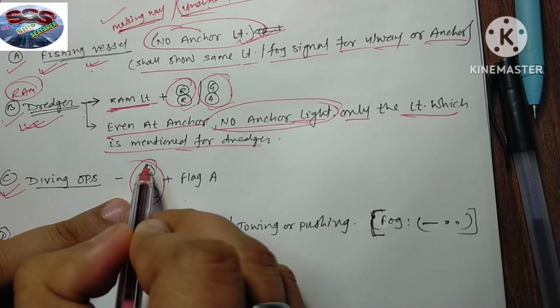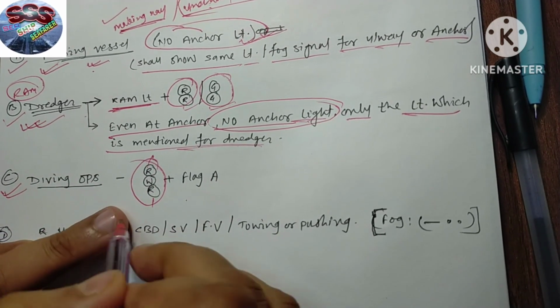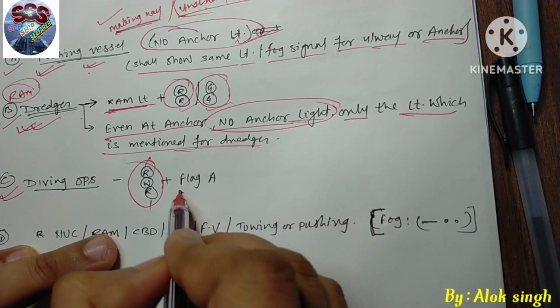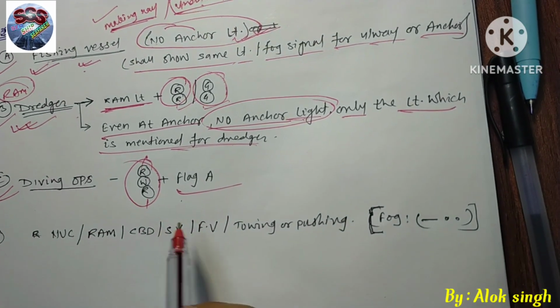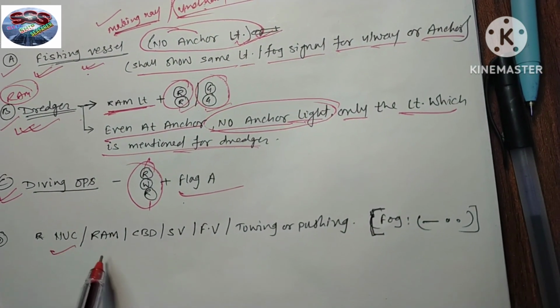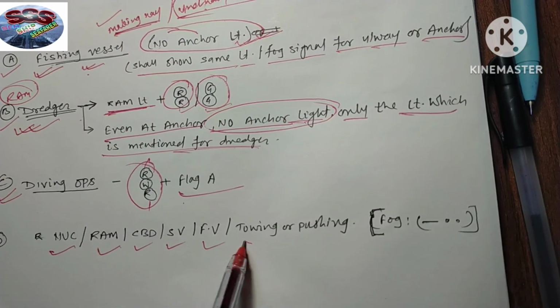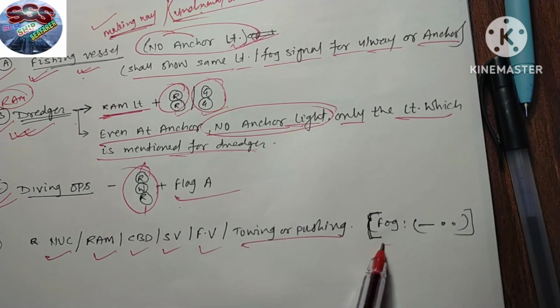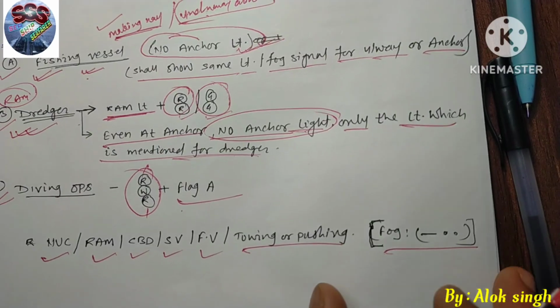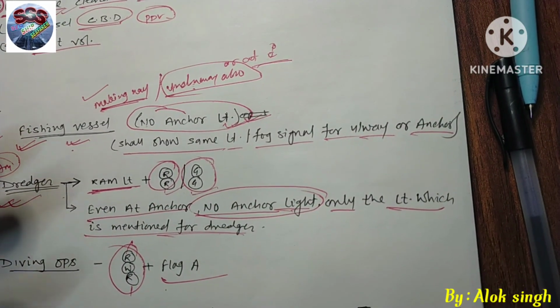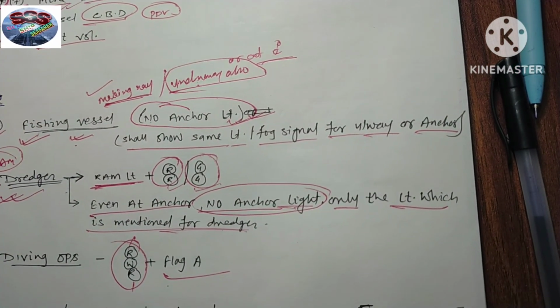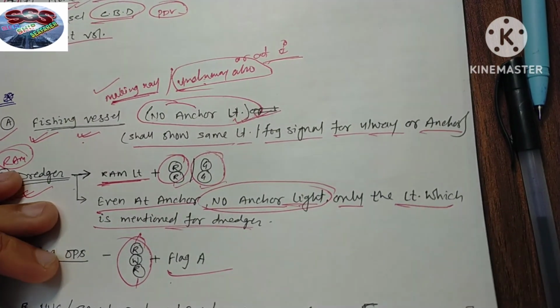So if this red light is showing, there are two conditions, I will explain later, and at that time we have to say this is a diving operation. And for a diving operation, we have to show flag Alpha. Apart from this, we have NUC, RAM, CBD, sailing vessel, fishing vessel, towing or pushing. These vessels will all show the fog signal of one prolonged and two short blasts. So this is in short about what we have to show when we have to say underway or when we have to say making way.